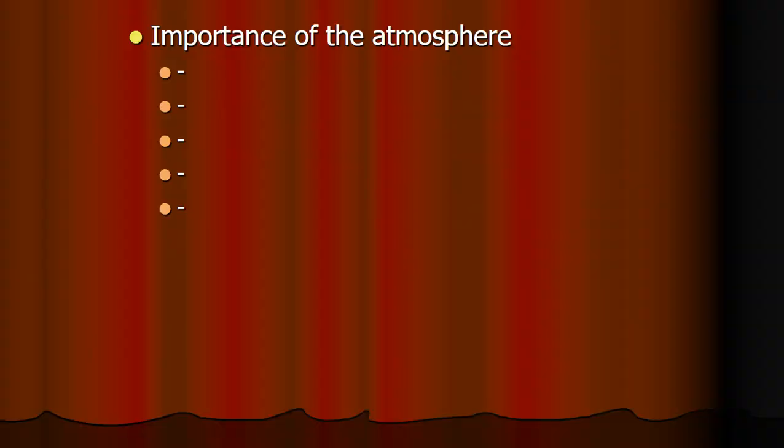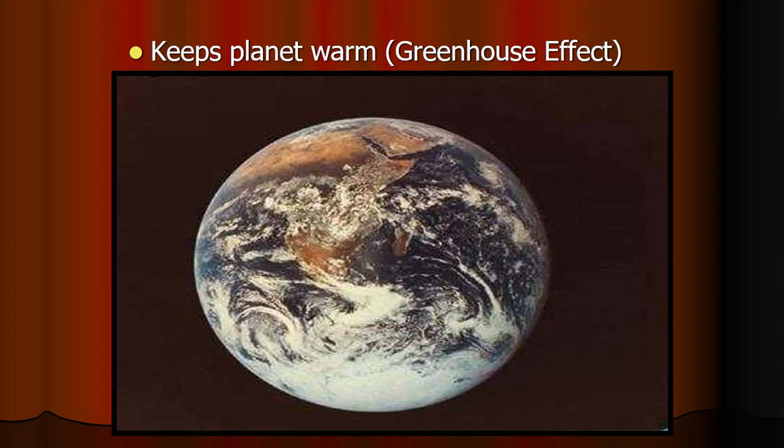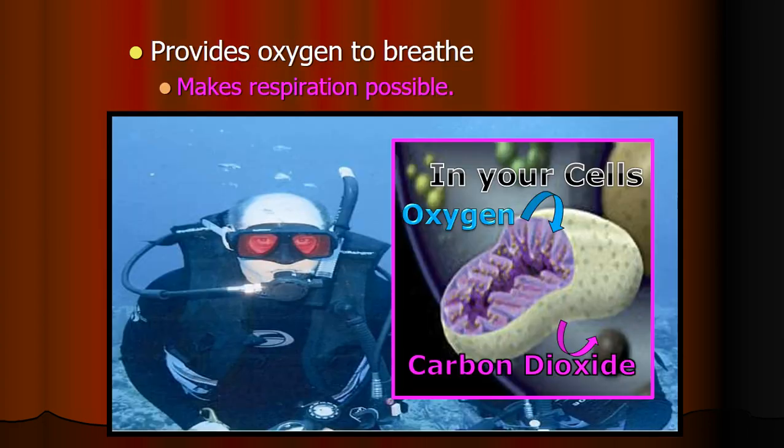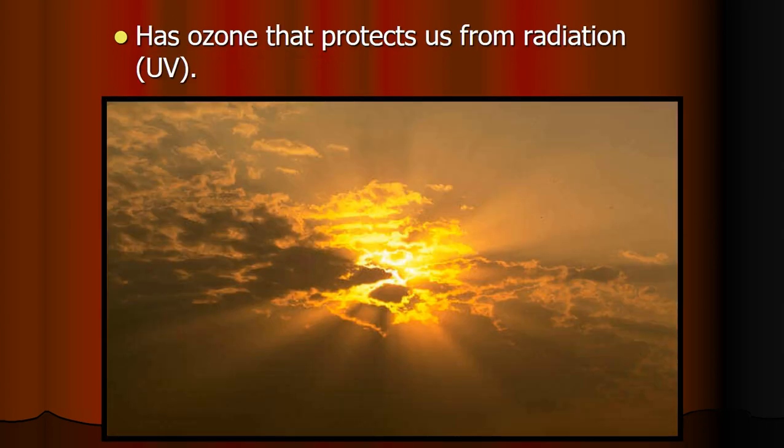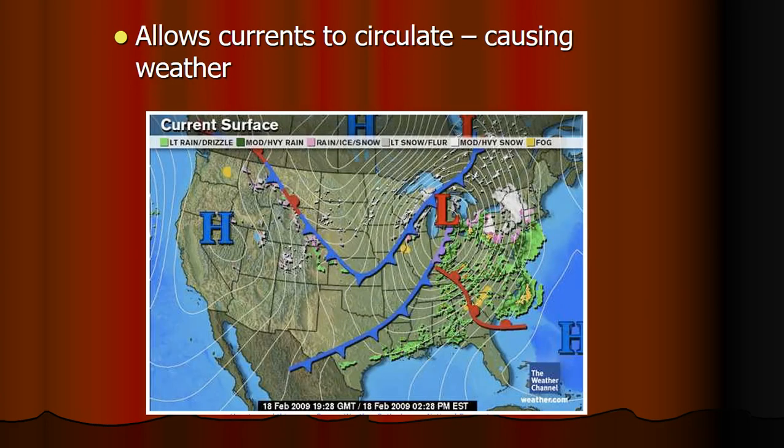So the atmosphere is important for a couple of reasons. One, it keeps us warm as part of the greenhouse effect. It also provides oxygen for us to breathe, and this makes cellular respiration possible. So not just you breathing in and out, but the actual chemical reaction inside your cells. It protects us from small meteors. It has an ozone layer that protects us from UV radiation, so that we don't get cancer all the time. And it allows the currents to circulate, which is what causes weather. Without the ability for these air currents to circulate, we wouldn't have weather.